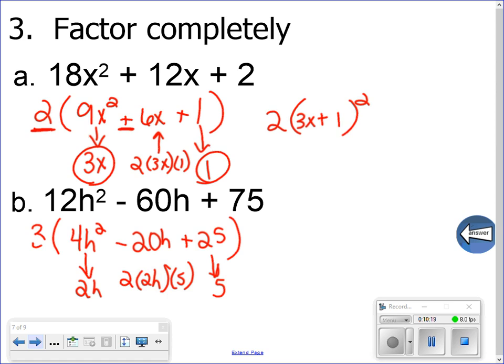2 times 2 is 4. 4 times 5 is 20. 20h. So we're good there. Again, because this is subtraction, when I set up my binomial, I'm going to put subtraction in the middle. Square root of the first term minus the square root of the second term would give me 2h minus 5 squared. Again, we pulled out this GCF here, so my GCF would be 3. I'd have to write that as one of my factors.